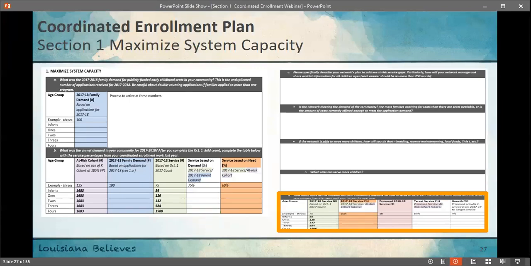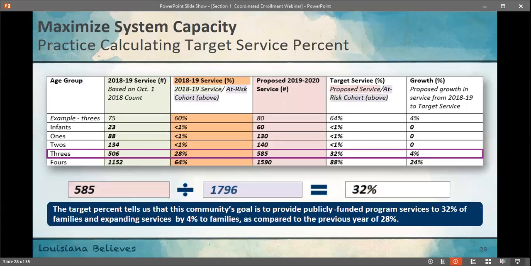All right, now there's one more table that we want to focus on real quick, and that is the very last table in section 1. This one has the target service percent. We're going to spend the next few slides on strategies to serve more children, and this data table will start that. This slide has the calculations that require some thinking about how your network proposes to serve more children.